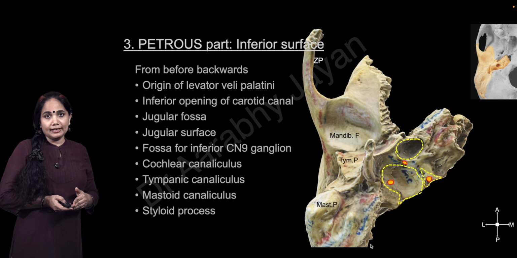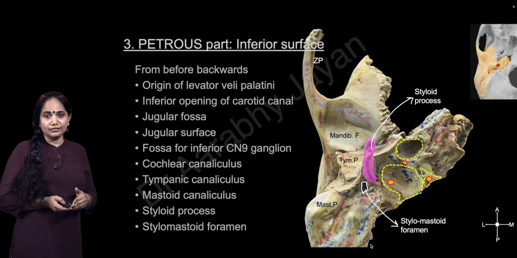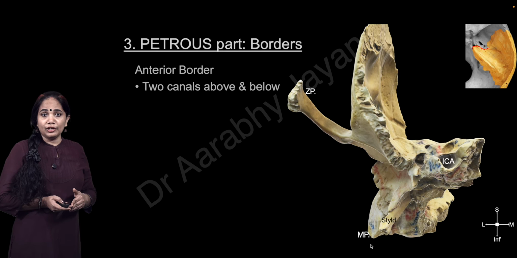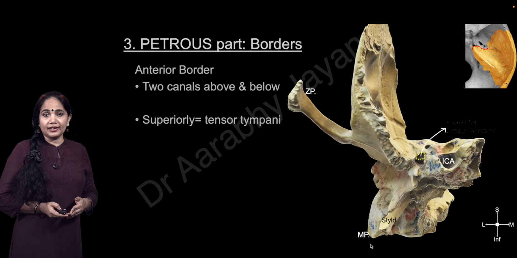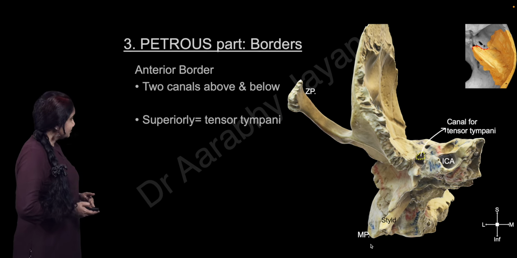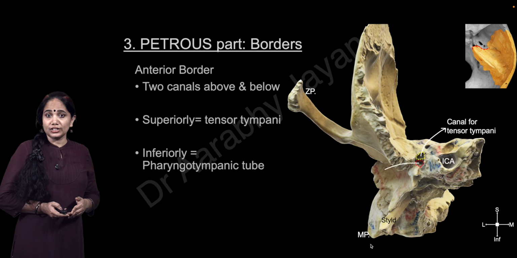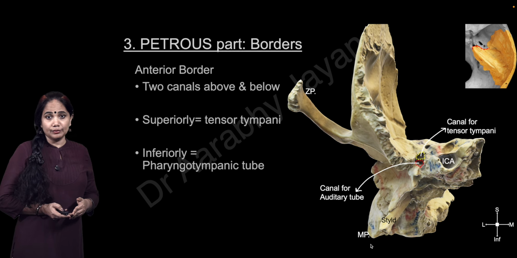Two more important landmarks, the styloid process and the stylomastoid foramen, which allows for the passage of the facial nerve. Let's look at the features of the anterior border. The anterior border has two main canals which are seen as a single opening. Superiorly, the canal transmits the tensor tympani muscle, and inferiorly, the canal transmits the pharyngotympanic, or the eustachian tube. So those are the features of the anterior border.